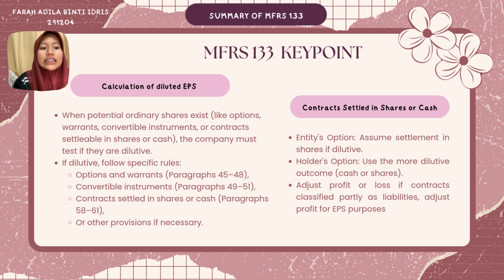And the second one is contracts settled in shares or cash. If the company can choose, they should assume settlement in shares if it causes a dilution. But if the holder can choose, they should use whichever option causes more dilution, whether it's cash or shares. Also, if a contract is partly treated as a liability, the company will need to adjust the profit or loss for EPS calculation purposes.